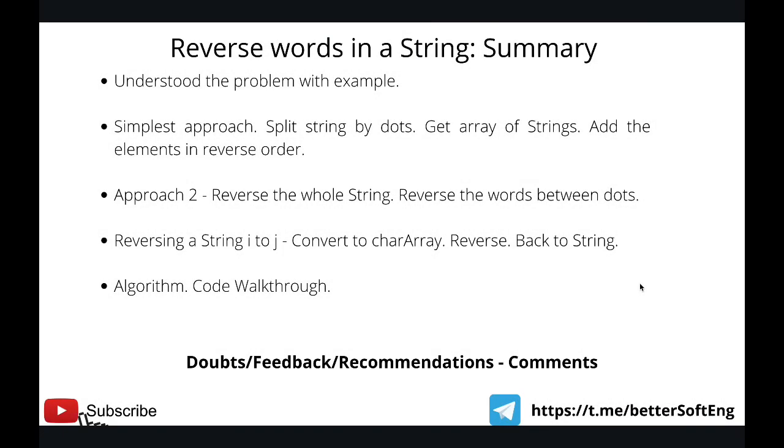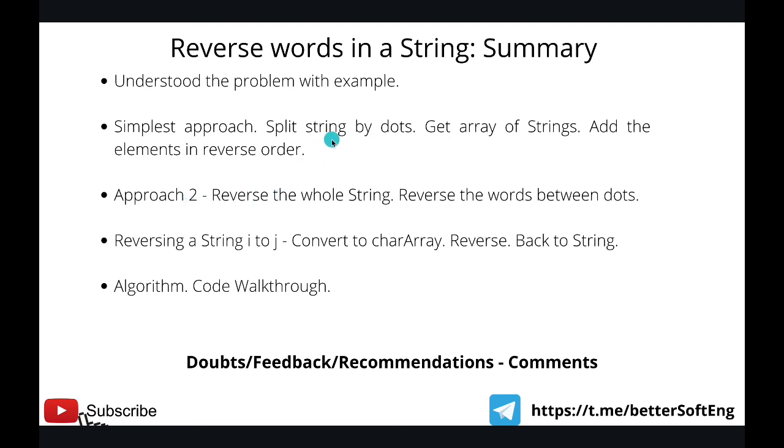Let us now summarize what all we did. First of all, we understood the problem with the help of an example. We took the simplest approach. We split the string by dots, and then we got the array of strings. Now we just have to concatenate these array of strings in the reverse order by adding dots in between. Then we looked at the second approach.